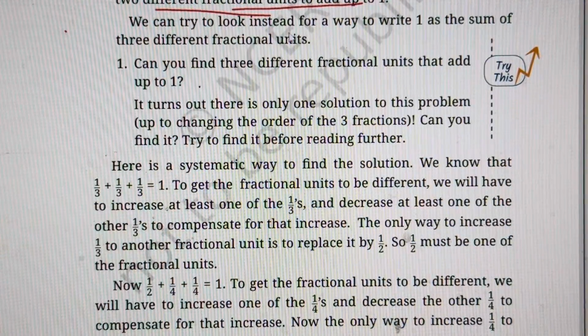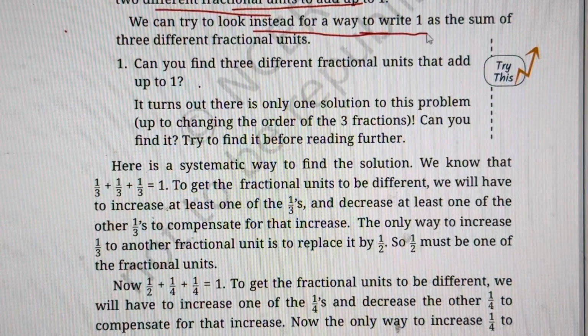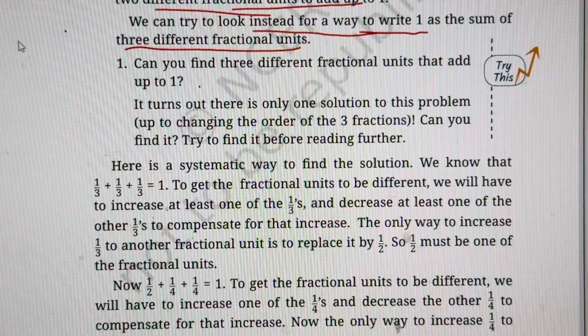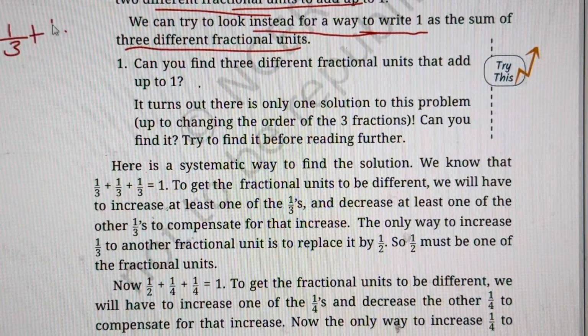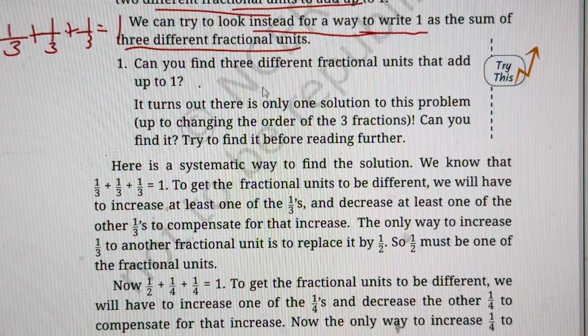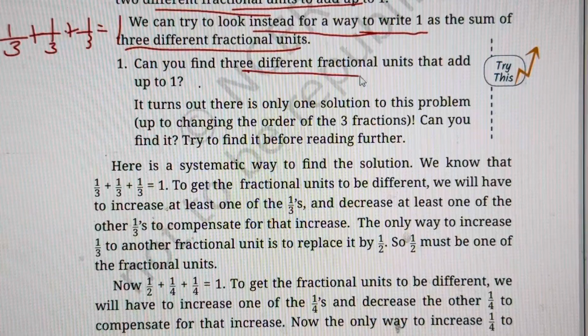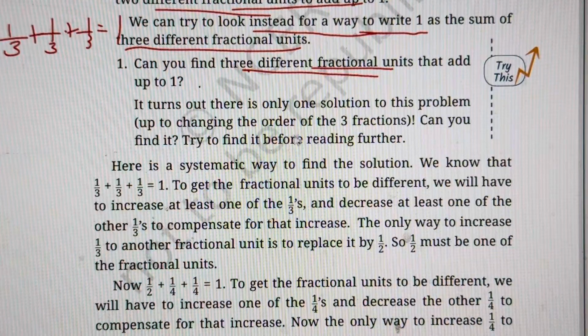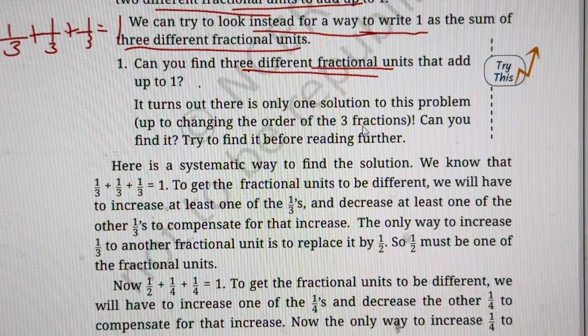Now we can try to look instead for a way to write 1 as the sum of 3 different fractional units, right? Just now we saw that 3 1/3s make a whole, but they are all the same. Now what do we need? 3 different fractional units that add up to 1. So it turns out there is only one solution to this problem, apart from changing the order of the 3 fractions. Can you find it?